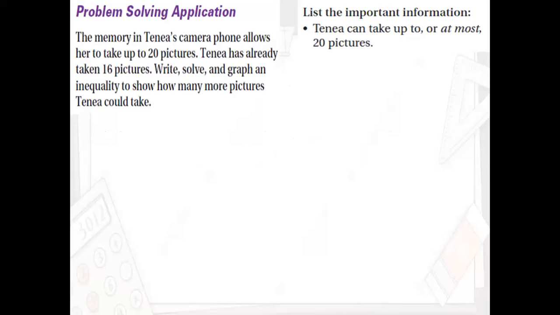Now, the question says, the memory in Tinia's camera phone allows her to take up to 20 pictures. So Tinia can take up to 20, which means she can take 20 or less. She cannot take 21 because the phone doesn't allow her to, right? So up to 20 means she can take 20 or she can take 18 or less than 20. Tinia has already taken 16 pictures. So already she has taken 16. Now by using logic, we could say that she can take 4 more pictures because she has taken 16 and she has to take 4 more.